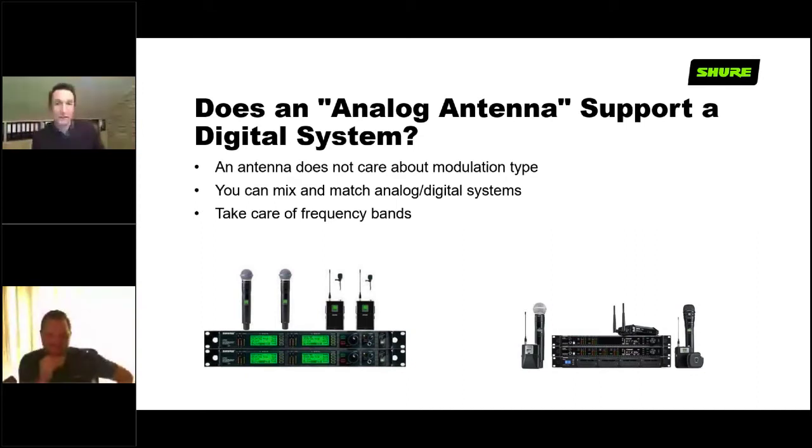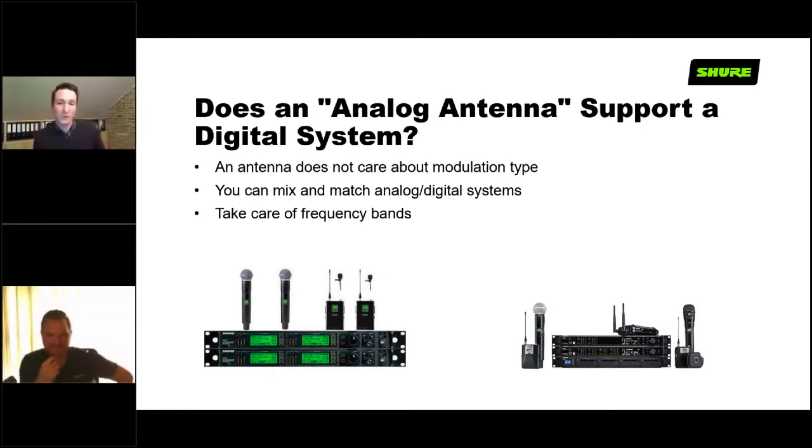And the simple answer there is, an antenna does not care about modulation type. A distribution unit does not care about modulation type. So if you have existing equipment and it works well, and it is in the same frequency band as the new system you purchased, you can more than happily mix and match those systems together on that distribution unit.